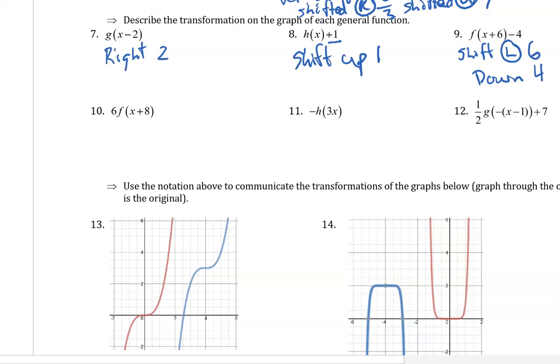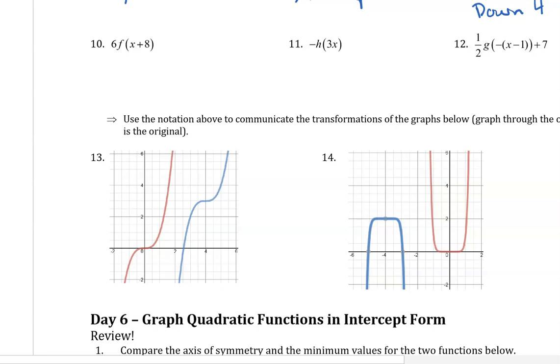Number 10. Go ahead and pause. Try 10, 11, and 12 on your own when you restart. I'll walk you through it.